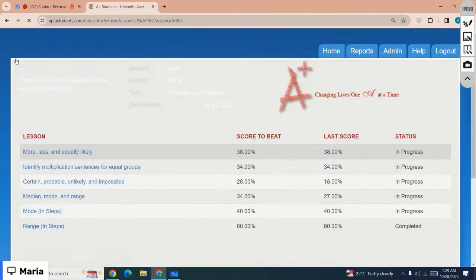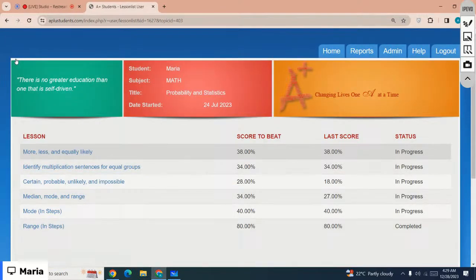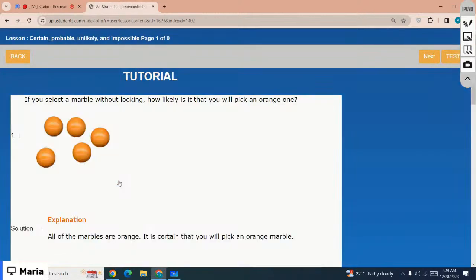The next lesson is certain, probable, unlikely, and impossible, right? Okay, if you select a marble without looking, how likely is it that you will pick an orange one, right? Let's just look at the marbles.